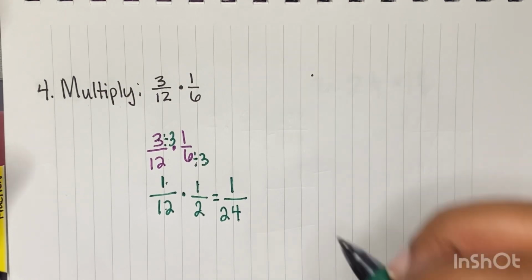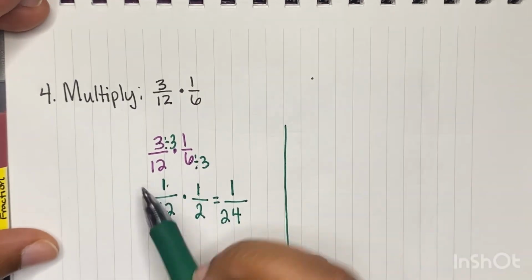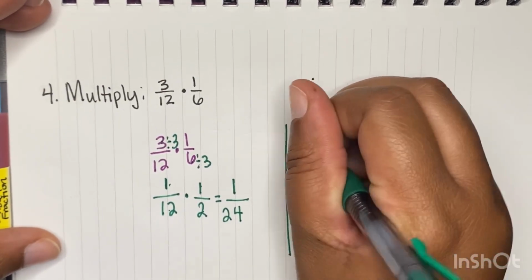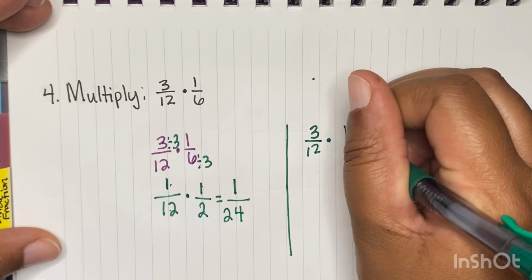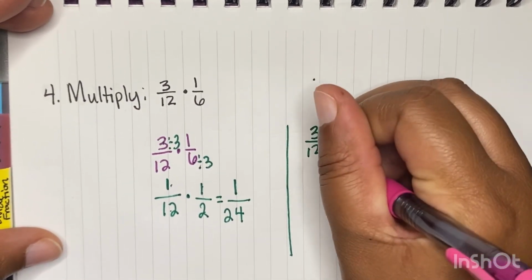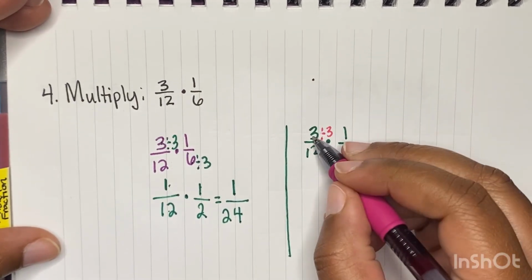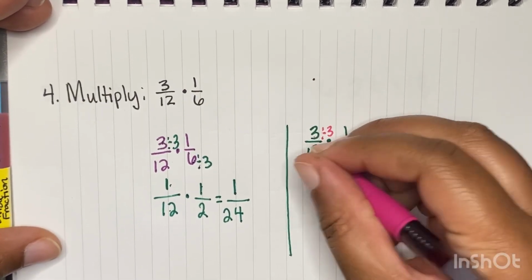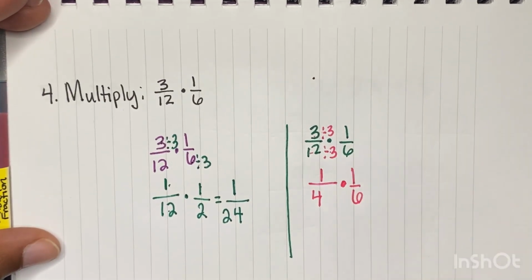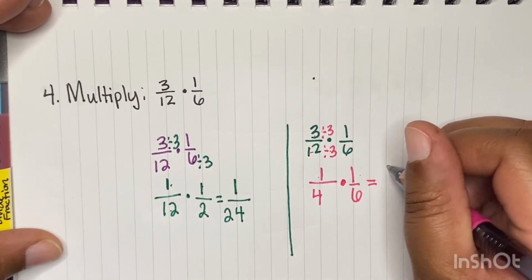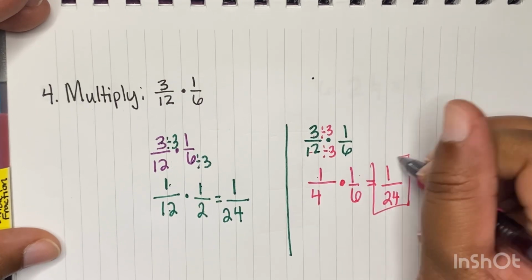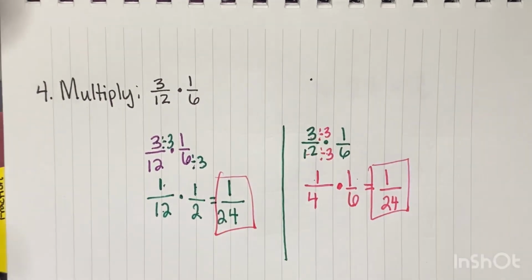So let's do this another way. Let's say you said, oh, 3 goes into 12. So let's rewrite it: 3 over 12 times 1 over 6. So let's say you saw it as, let me divide this by 3 and divide this by 3. Well, 3 divided by 3 is 1. 12 divided by 3 is 4. And then we would times that by the 1/6. So 1 times 1 is 1, and 6 times 4 is 24. See how you can get the same answer, but different ways.